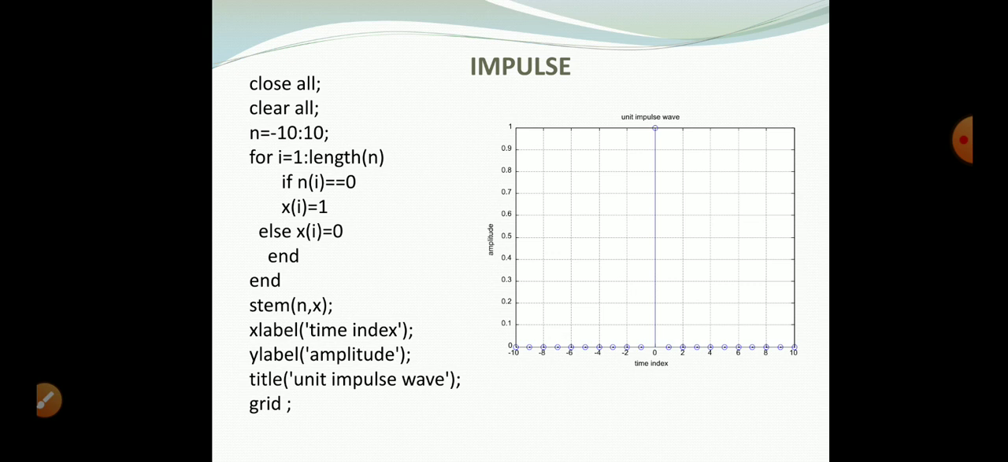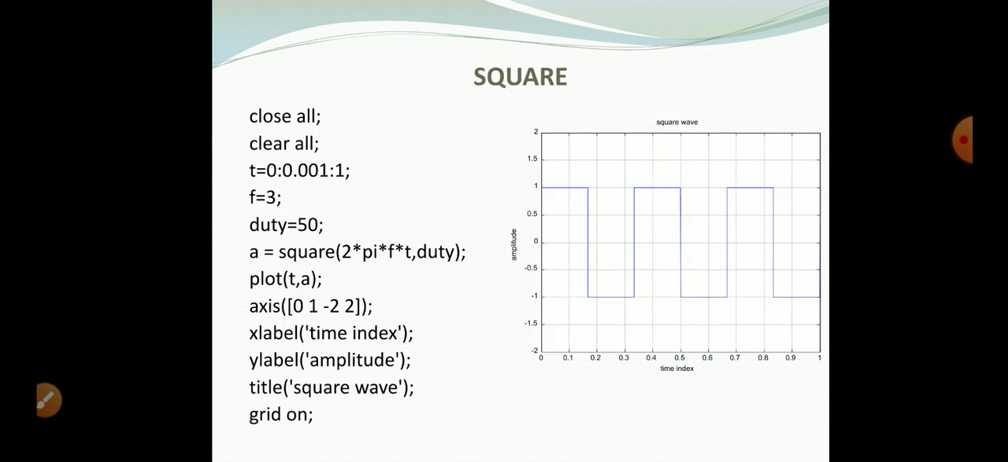And stem of nx, as I mentioned earlier, is to plot in discrete format, and xlabel is given to represent the x-axis as time index, and ylabel to represent the y-axis as amplitude, then title as unit impulse wave, and finally the grid function to represent the grid in the output figure. Then the next program is how to generate a square wave.